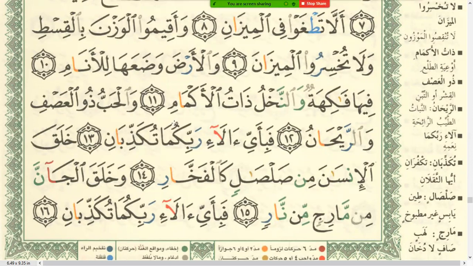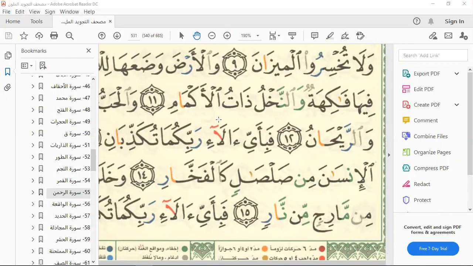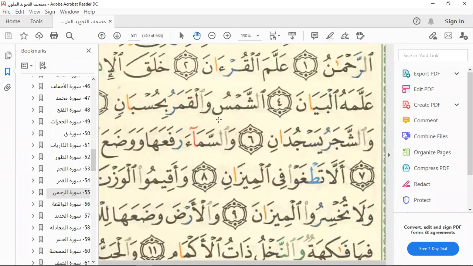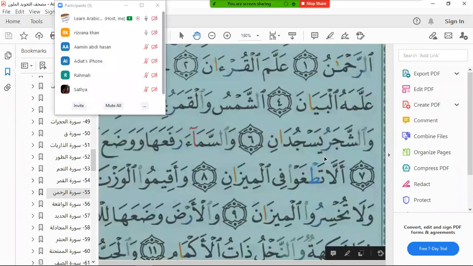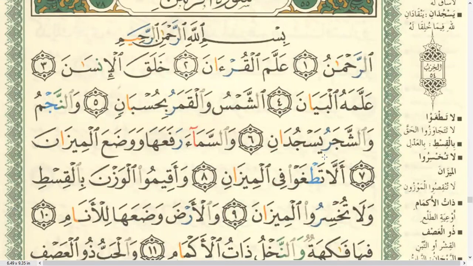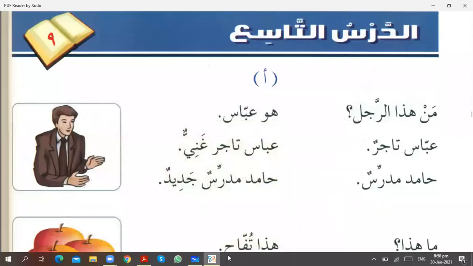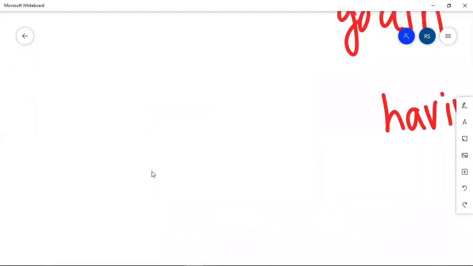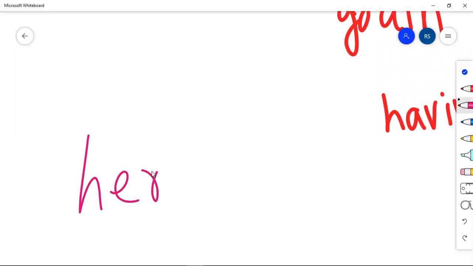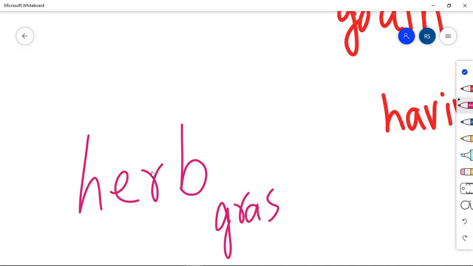Anybody, any question? So Najm means stars, no? Najm means star. Najm also means herbs. Okay, Najm also herbs. Here it is herbs, not star, because of Shajar, we are considering it as herb. Herbs, H-E-R-B-S. You can also say grass. Anyone else?